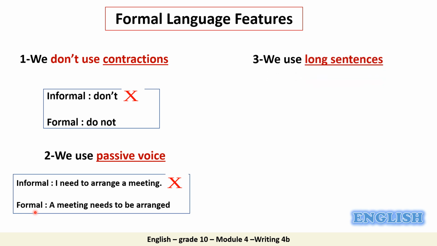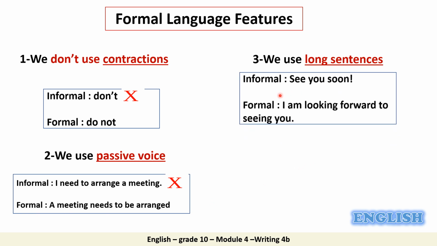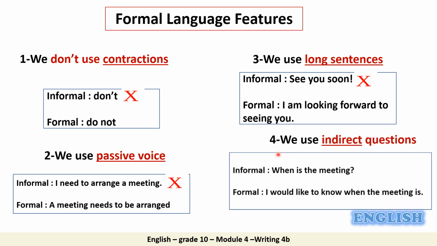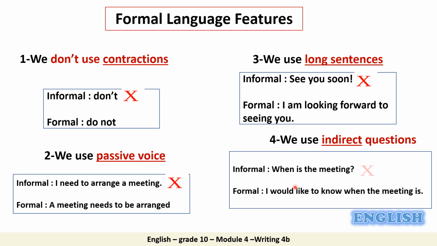The third one is we use long sentences. For example, I cannot say see you soon. I must say, I am looking forward to seeing you. Number 4, we use indirect questions. I cannot say, when is the meeting? I must say, I would like to know when the meeting is. And of course, there are many, many more formal language features.